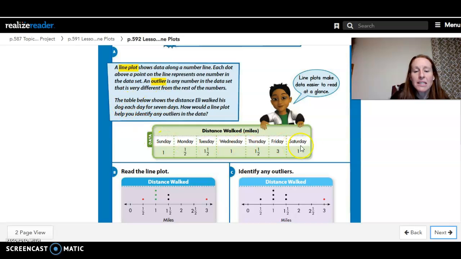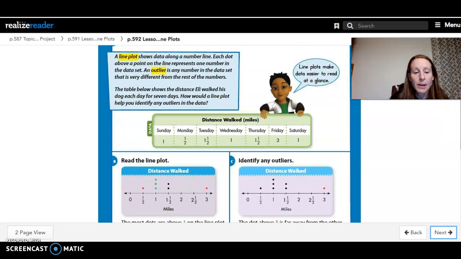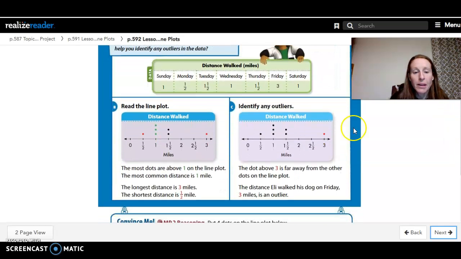So here, this table shows the distances Eli walked his dog each day for 7 days. How would a line plot help you identify any outliers in the data? So if we scroll down a little bit, they made a line plot. Like any other line plot, you need to have a title. They took the title here from their data chart, distance walked, and you need to have a label, miles, and we made our number line. How do they know how to make the number line? Well, they look at the data in the data chart and ask, what's the lowest number here? Oh, 1/2 of a mile.